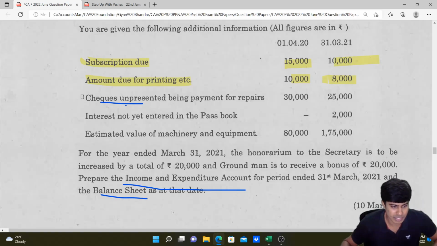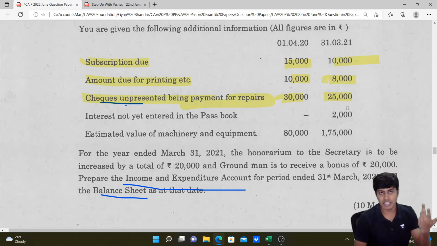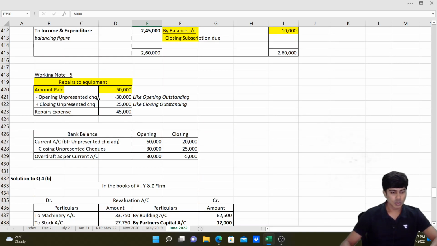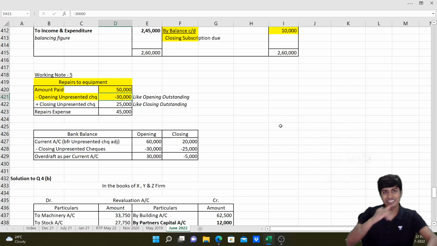Great. Then we have checks unpresented for payment for repairs, 30,000, 25,000. So 30 and 25, we have given the check but they have not presented. You get that? So it is not a payment. I would have to decrease. Look at this adjustment. So amount paid is 50. In that, 30,000 is previous year's. Why? These checks were issued in the previous year. It got deducted this year. So it's not current year payment.